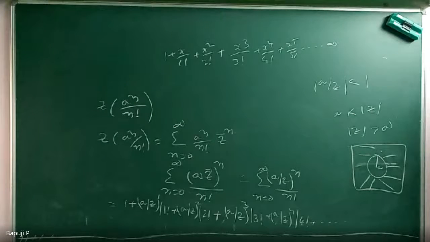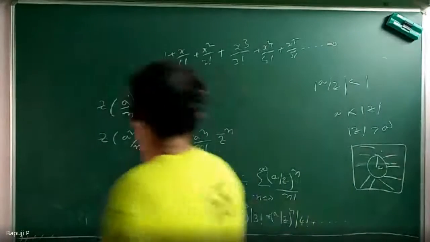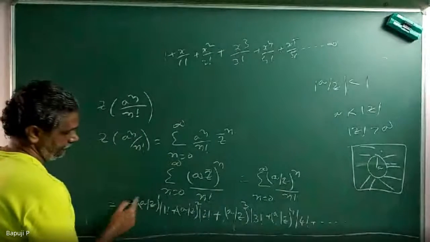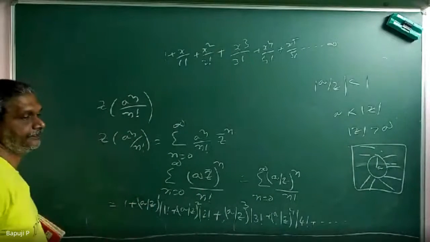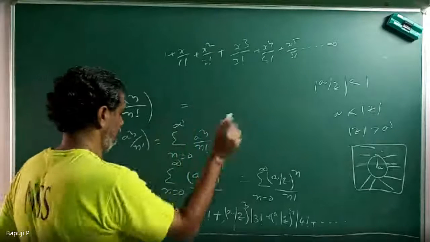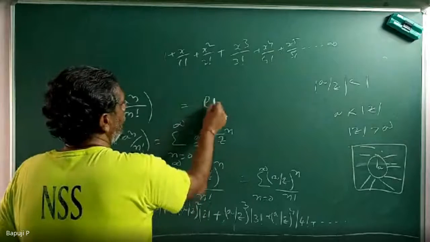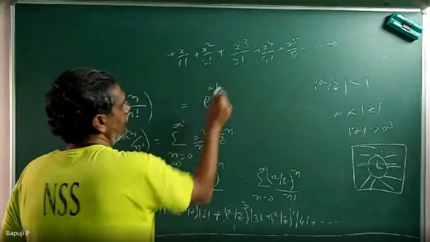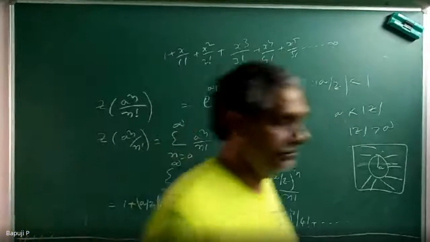Nice. Thank you. So who is there in my x place here? A by z. So this whole fellow is equal to what? E to the power of a by z. See how nicely I got it. Very good problem.